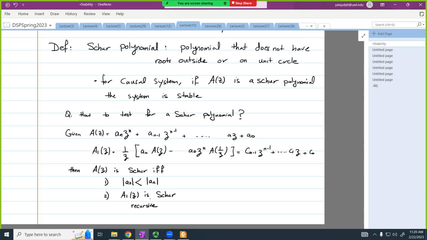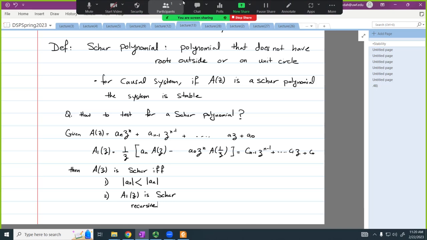So we're going to introduce a tool that will help us do this calculation easily to determine if the polynomial is Schur or not. Well, the tool is what we're going to introduce. All this is the theory behind the tool. The tool is going to help us with the calculation.